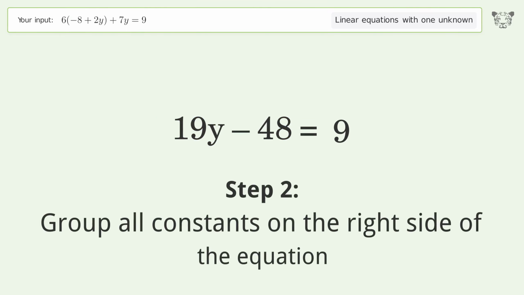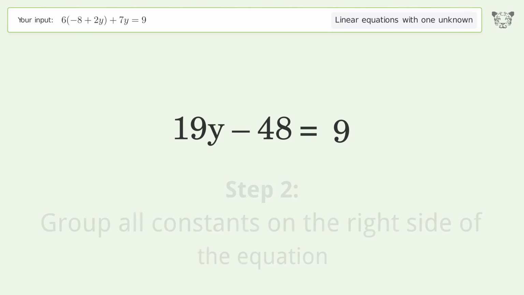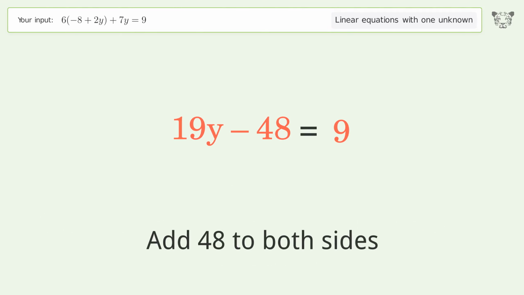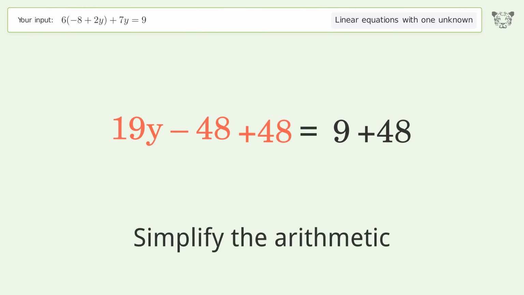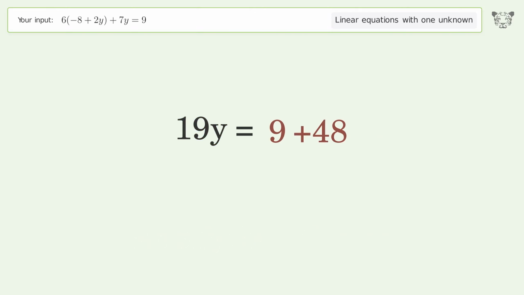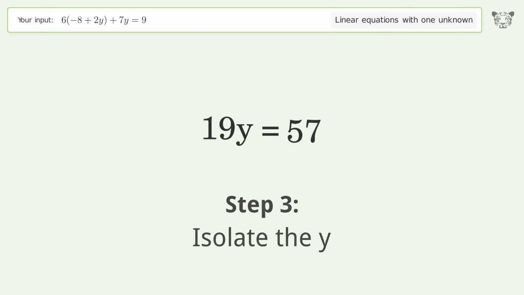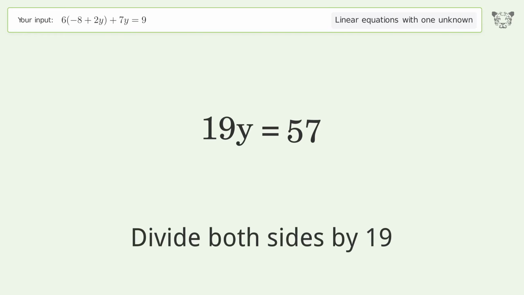Group all constants on the right side of the equation. Add 48 to both sides. Simplify the arithmetic. Isolate the y. Divide both sides by 19.